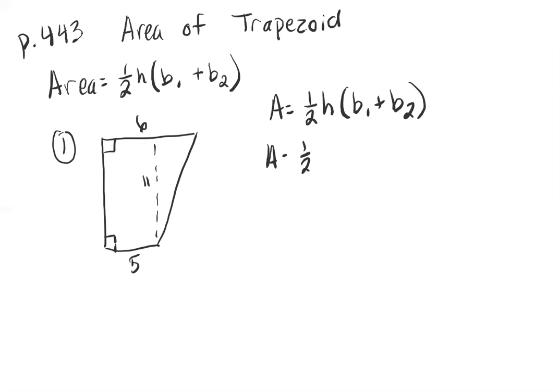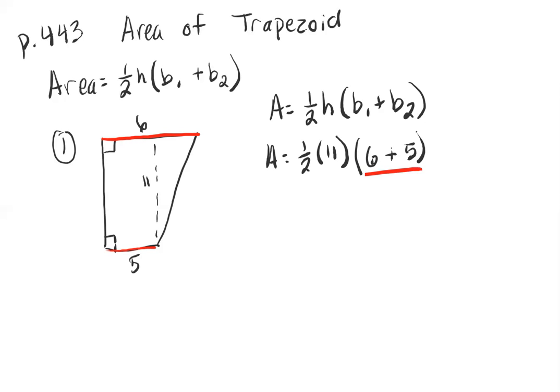So I'm looking for my height. That's my dotted line. That's going to be 11. And then bases here. Trapezoid is not a parallelogram because it's only got one set of sides that are parallel. So the 2 top and bottom that are parallel, those are our bases. So base 1, 6 plus base 2, 5.